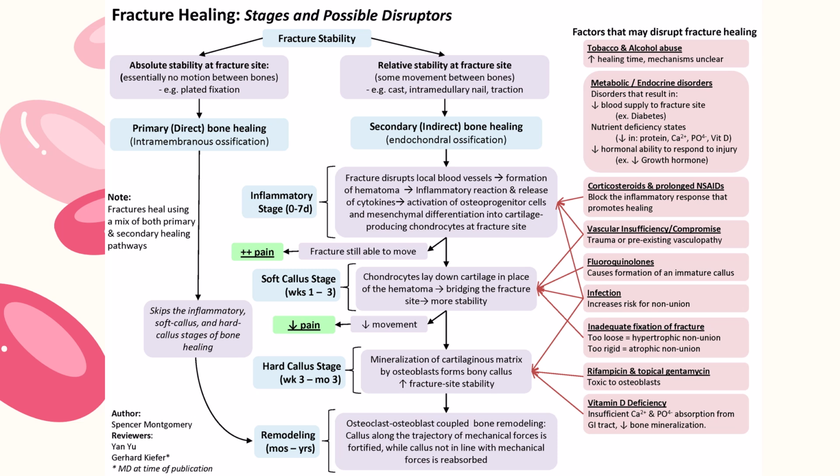This slide will explain factors that may disrupt fracture healing, such as smoking and alcohol, metabolic or endocrine disorders, medications such as corticosteroids and prolonged non-steroidal anti-inflammatory drugs, fluoroquinolones, rifampicin and topical gentamicin, vitamin D deficiency, infection, inadequate fixation of fracture, and also vascular insufficiency.